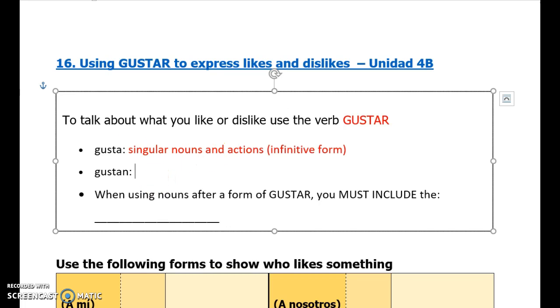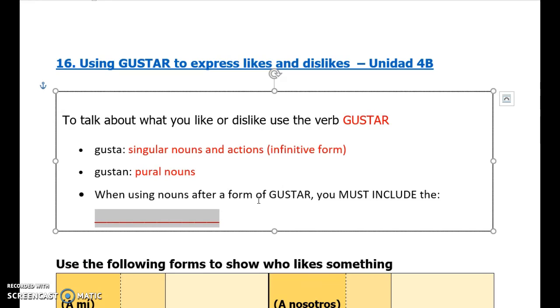Gustan, however, is going to be used for plural nouns. So plural nouns go with gustan, singular nouns go with gusta. And we'll explain a little bit why later. Here's the other thing to keep in mind when you are using a noun after a gustar. There's something you have to include, but you don't have to include in English. In English, we'll just say, I like pizza. We don't say I like the pizza.